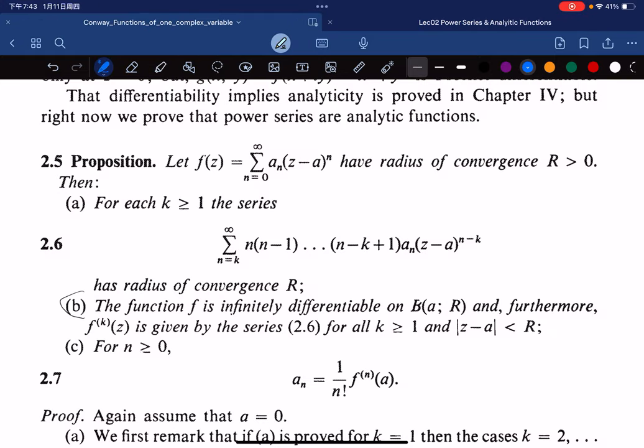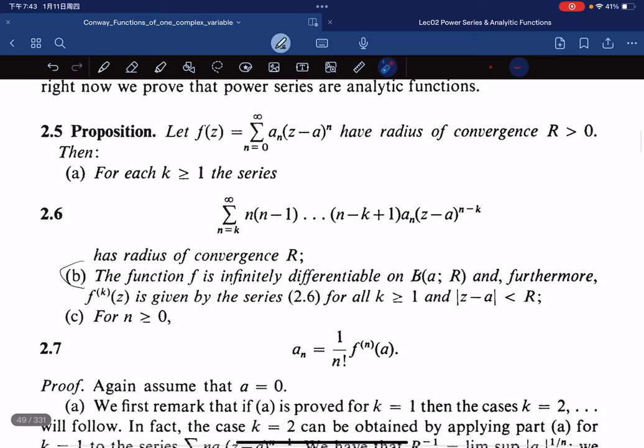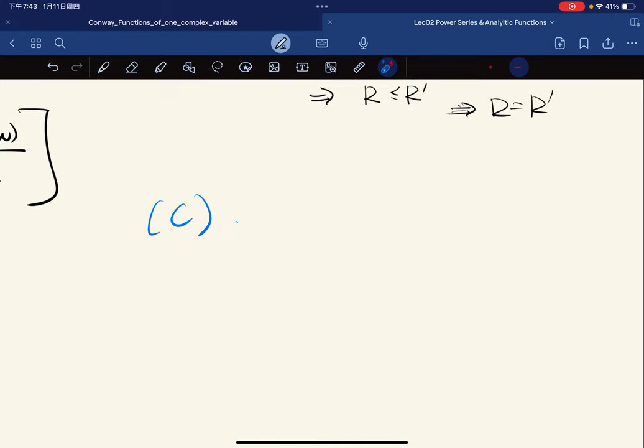Part C is really easy. We say that for n greater than 0, so let's just consider when n is equal to 0. So when n is equal to 0, f0, because we assume a is equal to 0. Well, this should be obvious, just direct computation. I'll just skip this. It's really easy.